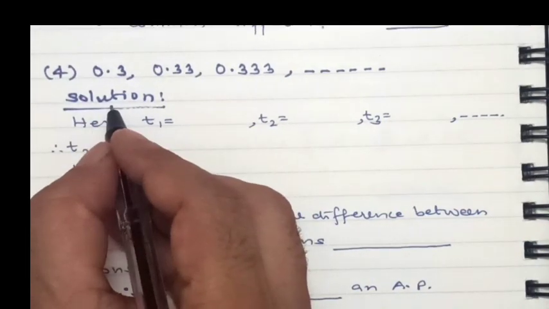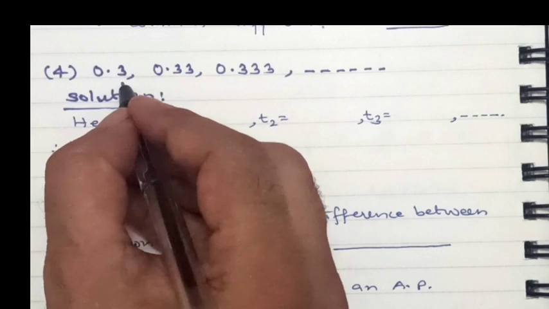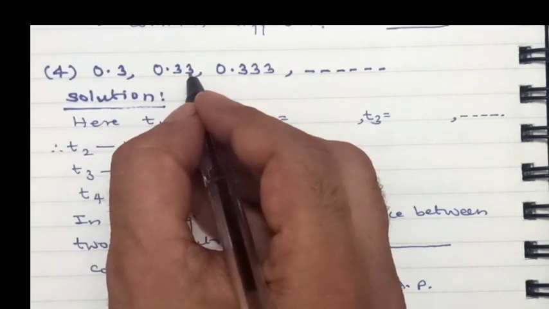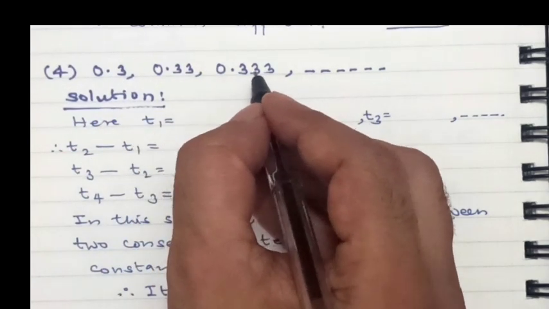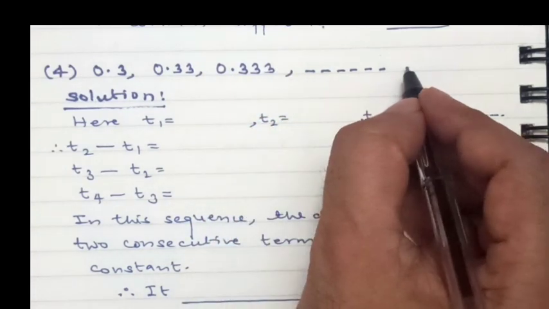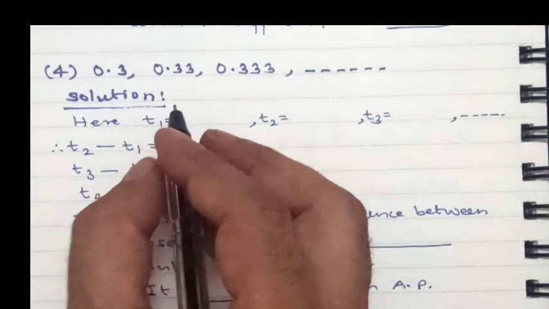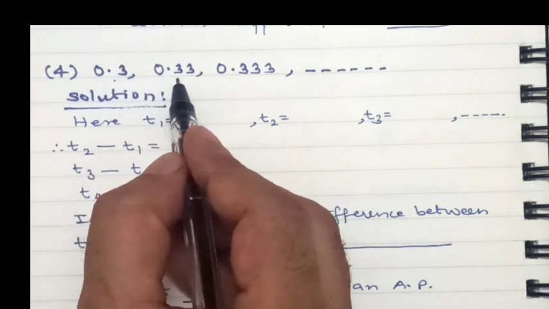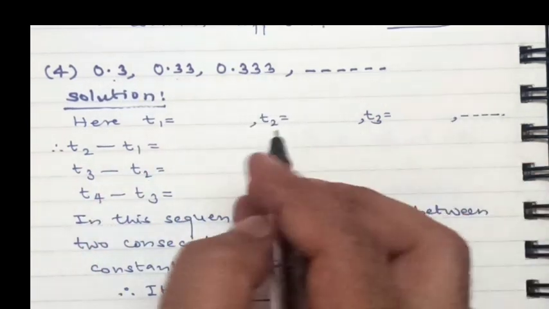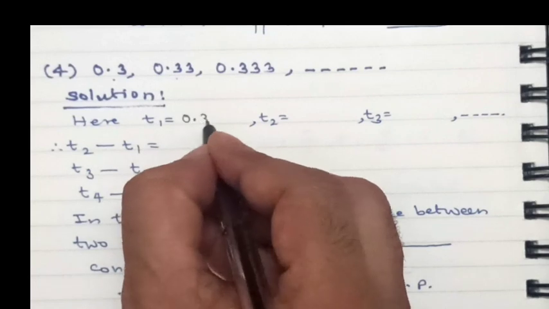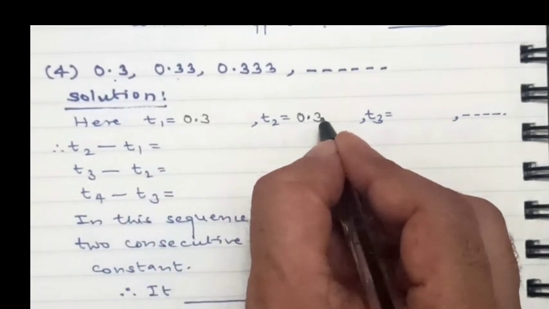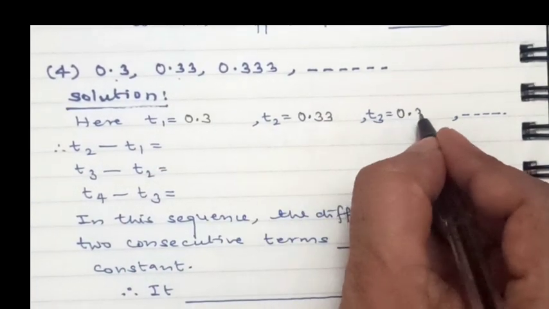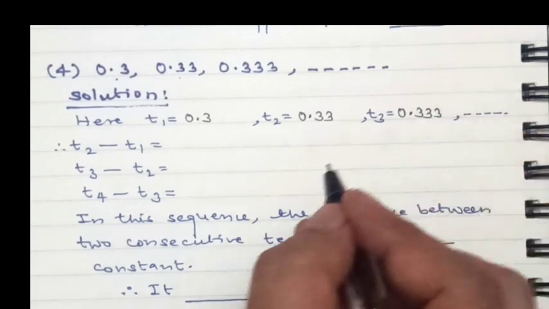Fourth question, 0.3, 0.33, 0.333 and so on. Write the terms as I have told you. This is first term, this is second term, this is third term and so on. So first term is 0.3, second term is 0.33, third term is 0.333 and so on.